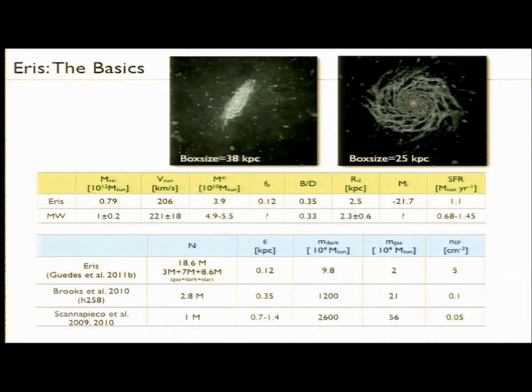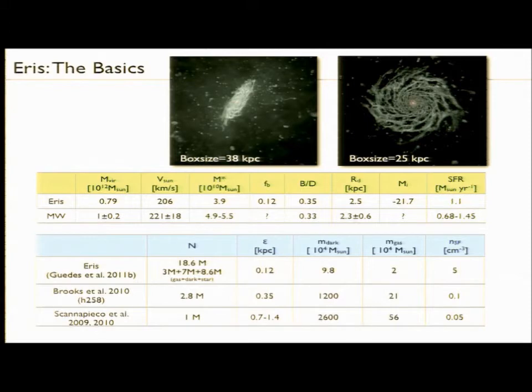Something I want to stress is that the baryon fraction in Eris is 30% lower than the universal value. Actually, we don't know what the value for the Milky Way is because we don't know what these baryons are. So we can only count basically stars and cold gas. But it's definitely lower than the universal value, which is a good sign because there are outflows.